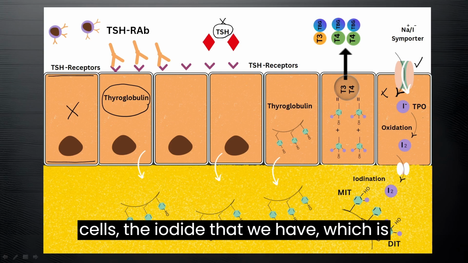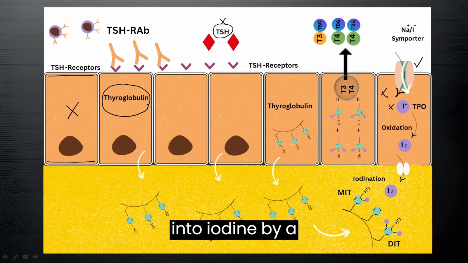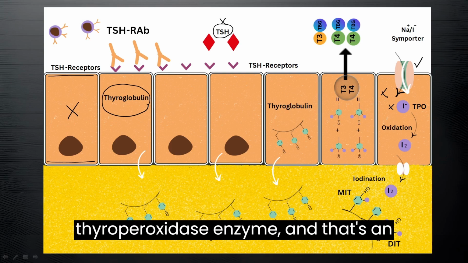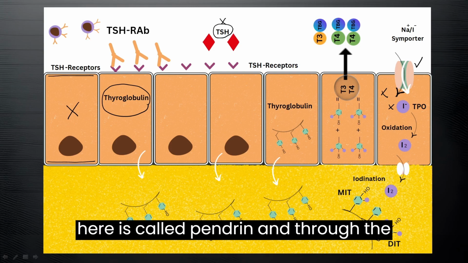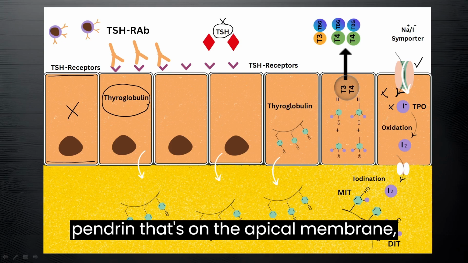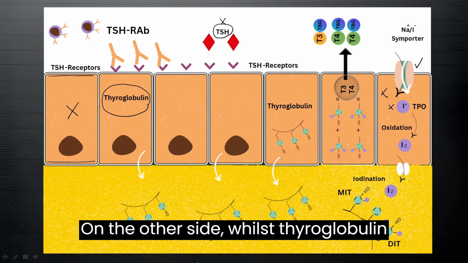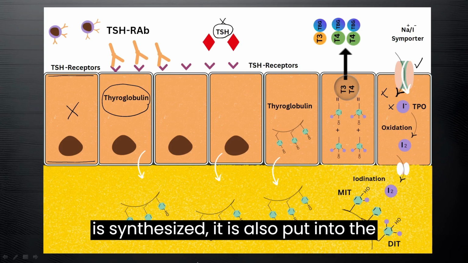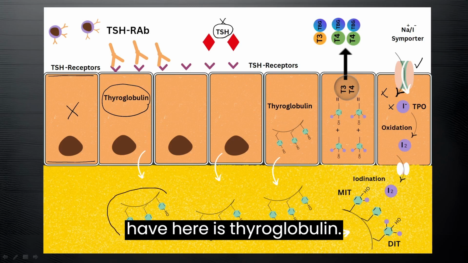In the follicular cells, the iodide that we have, which is charged, is then converted into iodine by a thyroperoxidase enzyme, and that's an oxidative process. This gate here is called pendrin, and through the pendrin that's on the apical membrane, the iodine is able to move into the colloids. On the other side, whilst thyroglobulin is synthesized, it is also put into the colloids through exocytosis. So what I have here is thyroglobulin.